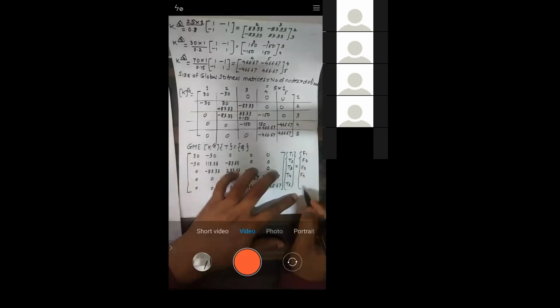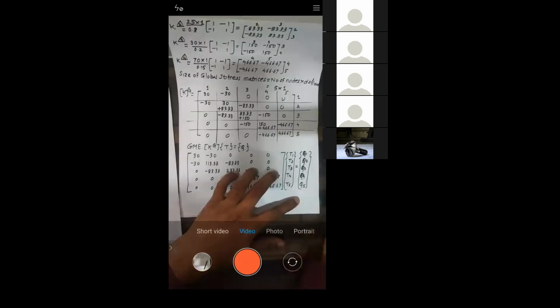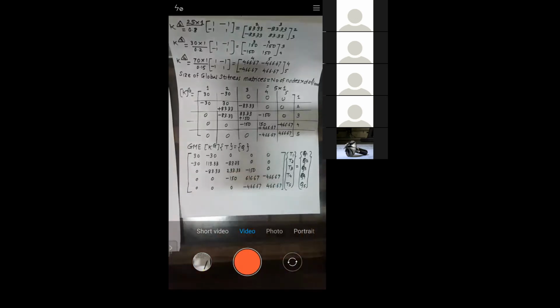Now see, it has to be multiplied by forces. But here you have Q1, Q2, Q3, Q4 and Q5, right? Yes or no? Clear? Now what will we do?